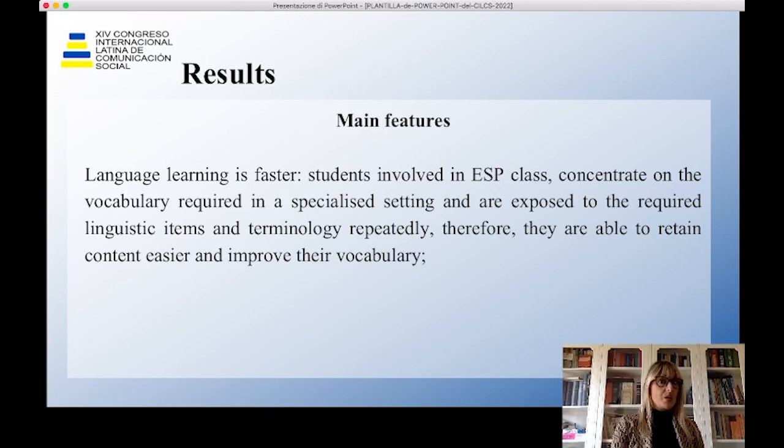Well, with reference to the results, I have observed some main features. First of all, language learning is faster. Yes, that's true, because students involved in any English for specific purposes classes and legal English classes stay focused on the vocabulary they have learned, which is required in a highly specialized context, legal settings, and they are exposed to the required linguistic items and terminology repeatedly. So they are able to keep in mind terms and terminology in the easiest way.